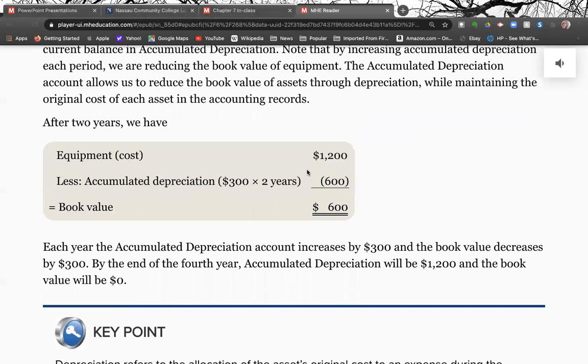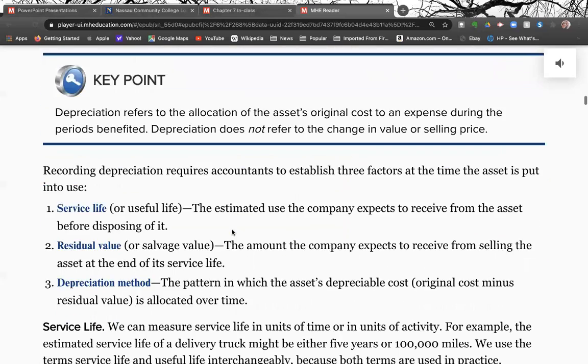This would be after 2 years. I paid $1,200 for the equipment. It's worn out. $300 the first year, $300 the second year, total $600. What's the value of that now? $600. Book value, right? Book value, $600. And so on.